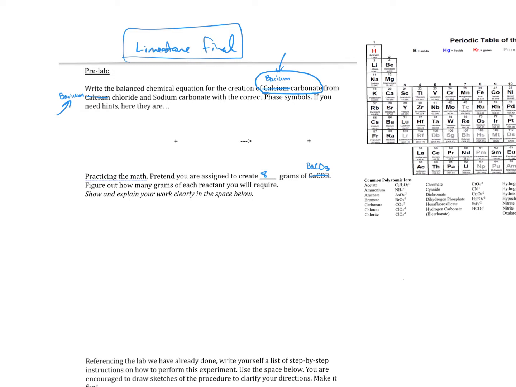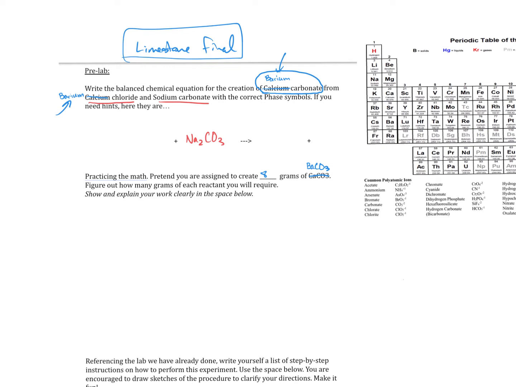Your pre-lab question: because you're going to be making a calcium carbonate product by taking calcium chloride and reacting it with sodium carbonate, you have to write the chemical equation. So here we go. Here's our two reactants. Sodium carbonate is Na2CO3, the same exact reactant that we used the first time we did this lab.